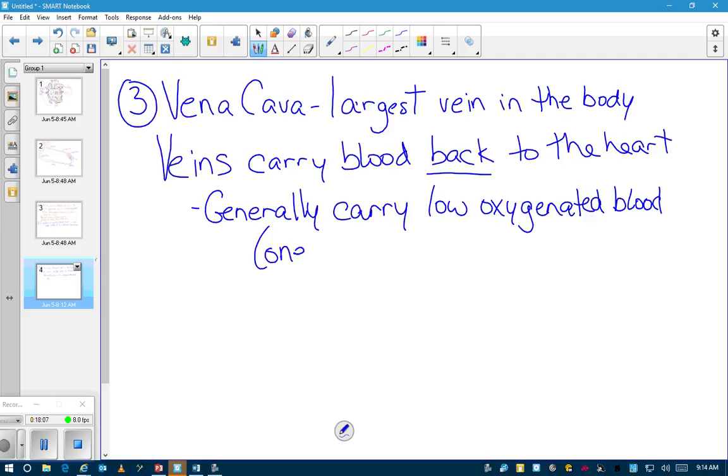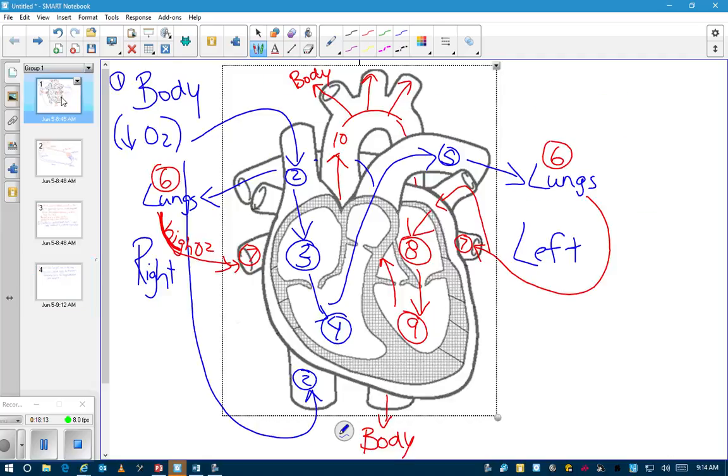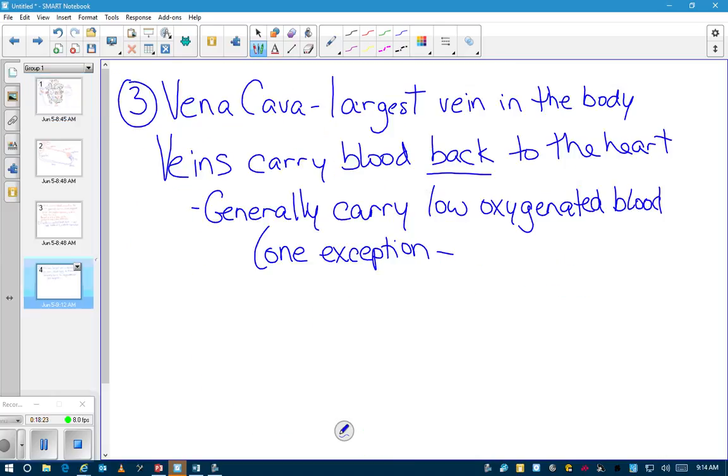One exception. But it's the same kind of spot. These pulmonary veins are your one exception. These veins are still carrying blood back to the heart, but they're coming from the lungs. So that's their one spot where you will have high oxygen levels in a vein.